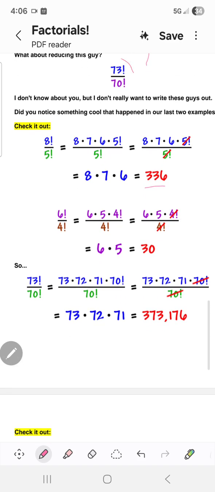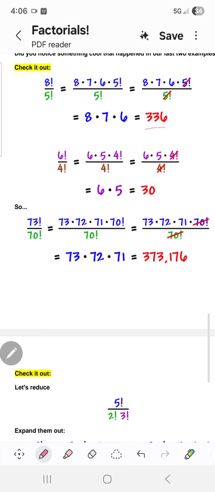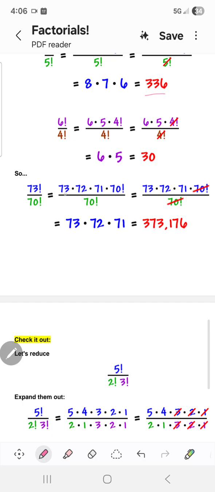So for this larger one, 73 factorial over 70 factorial, what are we going to do? Just do 73, 72, 71, 70 factorial. Stop when you reach the bottom number. Then those just cancel out. So it's just 73 times 72 times 71. Makes it a lot easier, a lot faster.